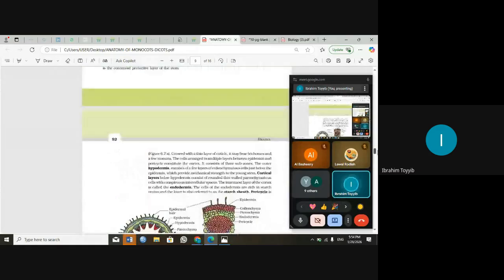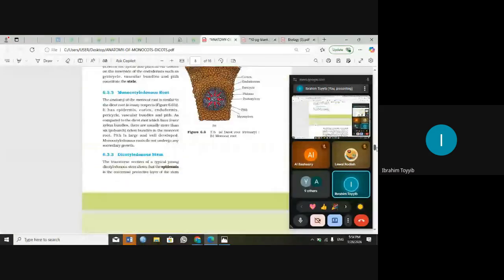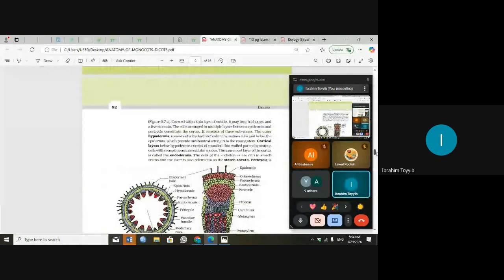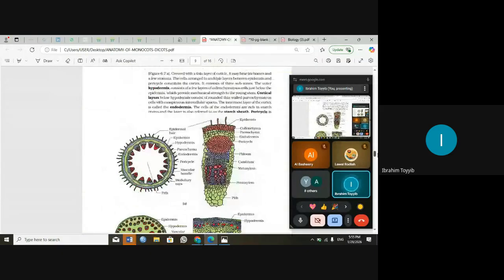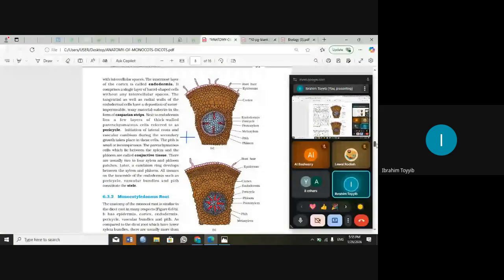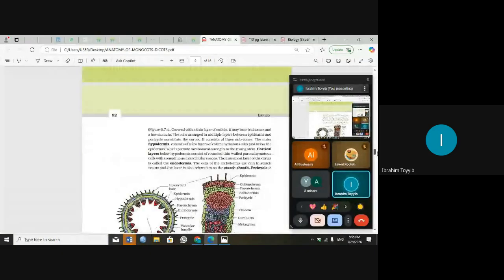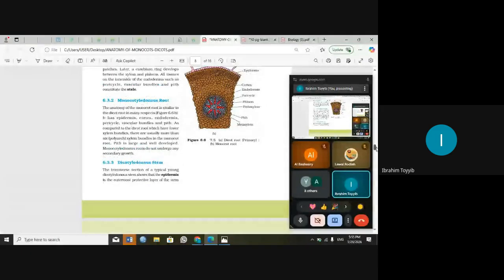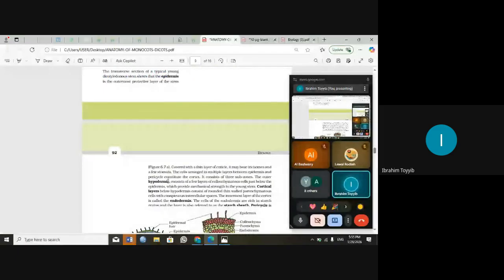So we have looked at monocot root and dicot root. Let's go to stem now. This is dicot stem. The first thing too is the epidermis. The epidermis is the outer layer of the stem.